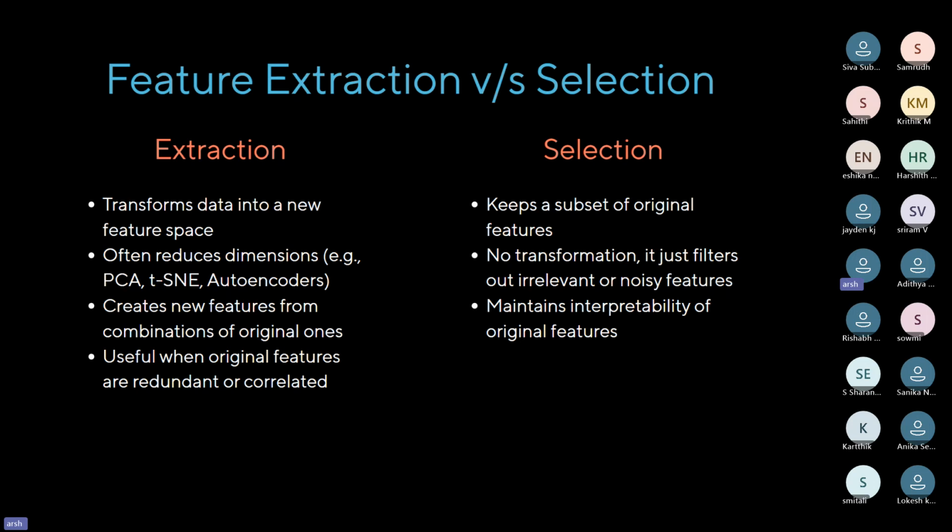Feature selection, as the name suggests, keeps a subset of the original features that you have. It does not do any kind of mathematical transformation. You just filter out the irrelevant or noisy features which encode noise or data which is not very necessary to you. So you keep the top K features which preserve the most information about the data, and you remove the rest. The good point about this method is that it maintains the interpretability that you had in the original features.